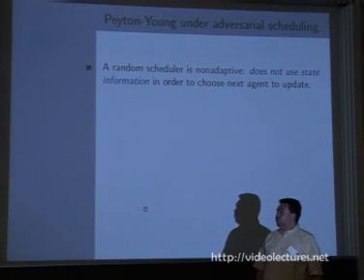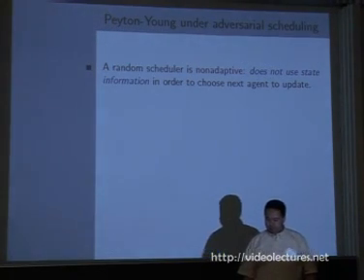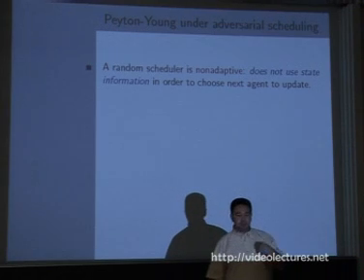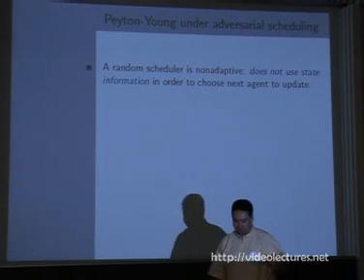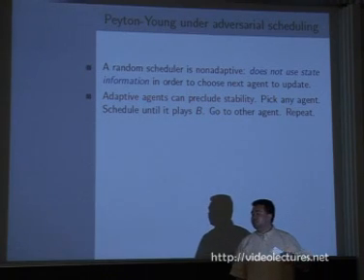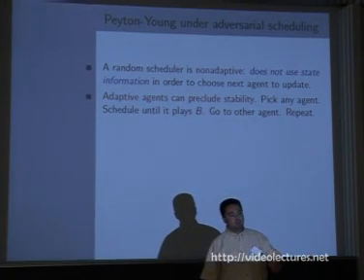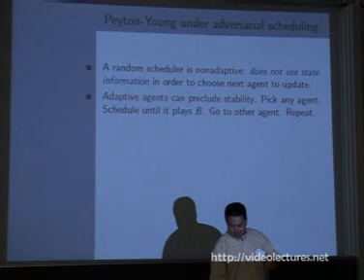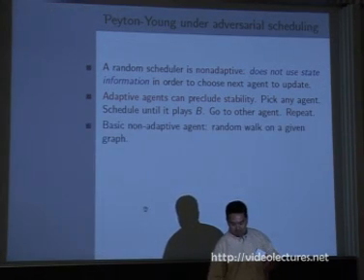I'm going to do this result under adversarial scheduling, and a random scheduler is non-adaptive. I don't use the information about the state of an agent to decide whether I will schedule it or not. And I can do the same thing as in my easy case. If I have an adaptive scheduler, I can preclude stability.